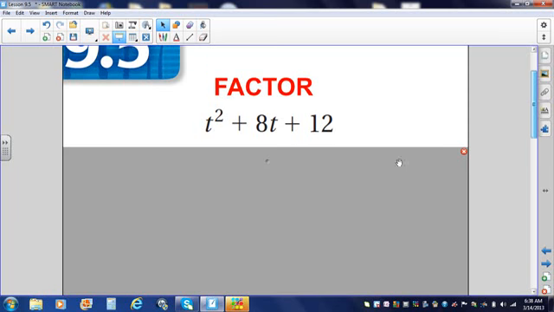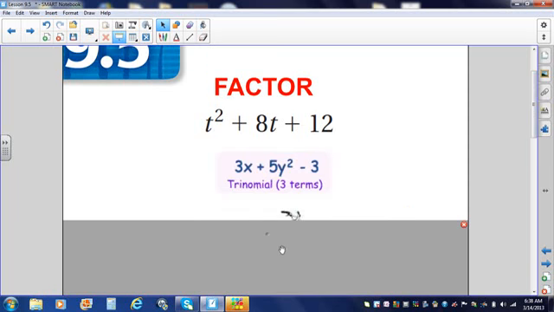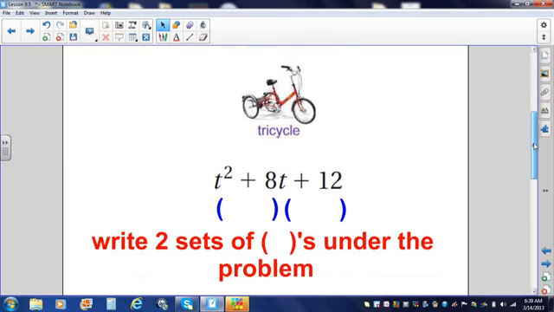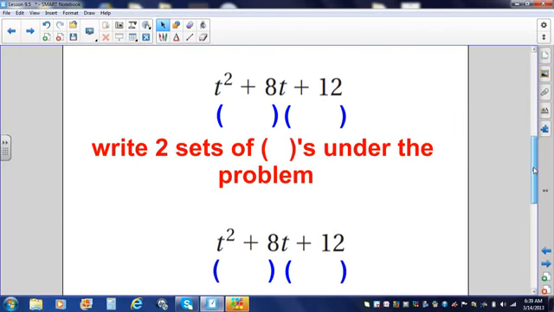We have a trinomial. Remember that a trinomial has 1, 2, 3 terms. An easy way to remember that: 3 terms, trinomial; 3 wheels, tricycle. So the first thing we're going to do is write 2 sets of parentheses under the problem. So write yourself 2 sets of parentheses under the trinomial.